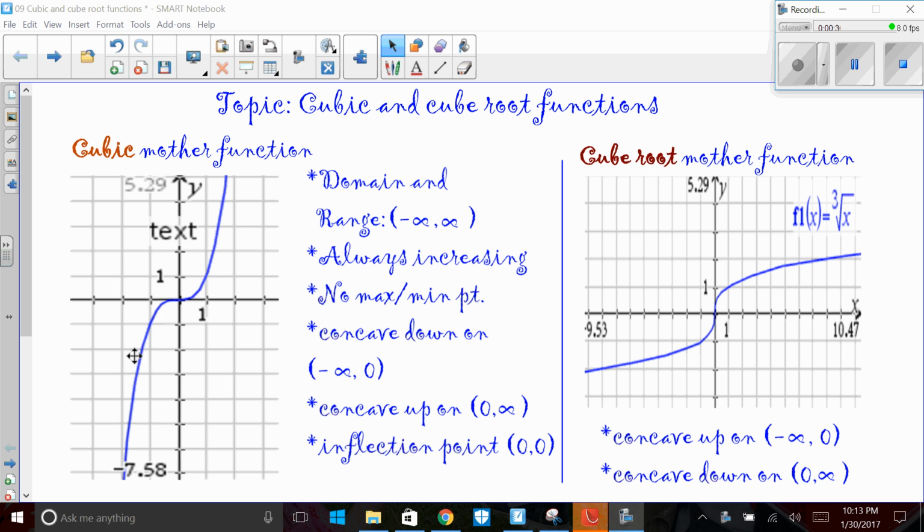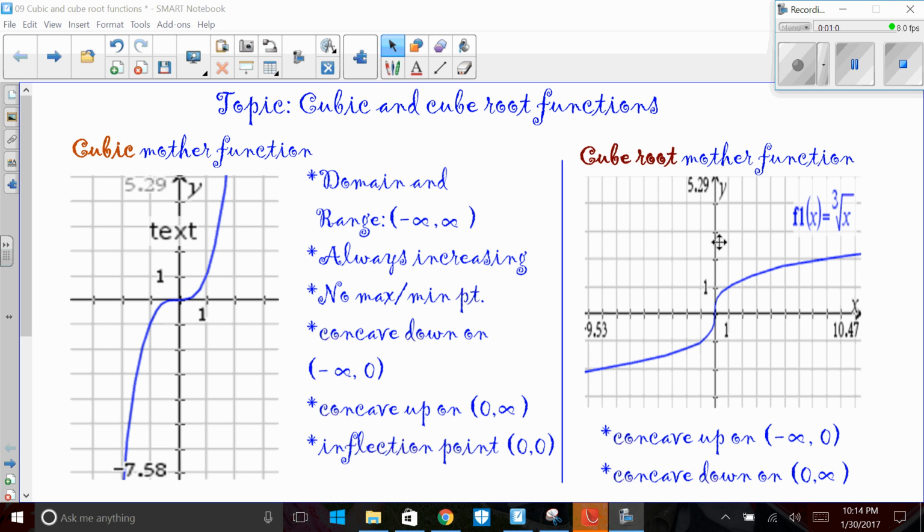This graph is concave down from negative infinity to 0, and then concave up from 0 to positive infinity. The point where the concavity changes is called an inflection point. So this graph has an inflection point. No other graph has an inflection point so far that we've learned. The parabolas have maxes or mins. The cubic has an inflection point, meaning a point where the concavity changes.